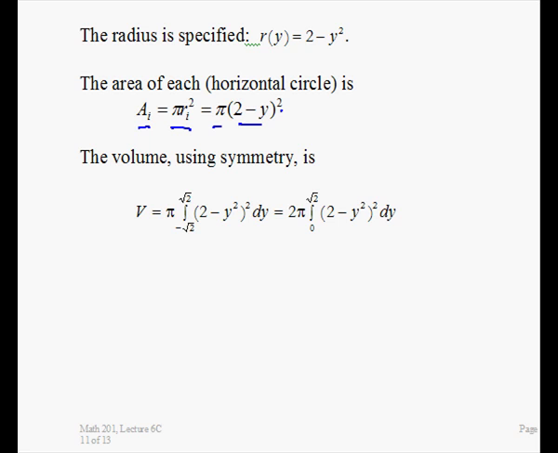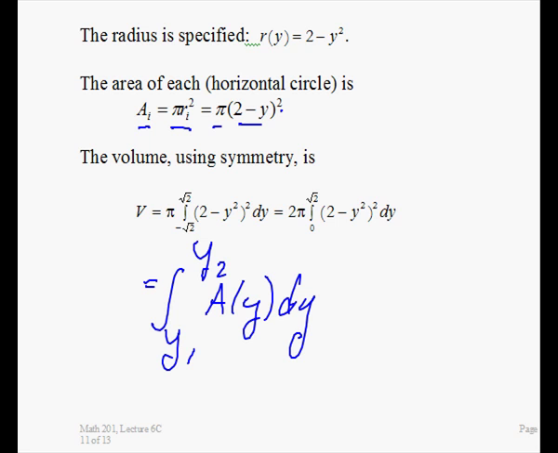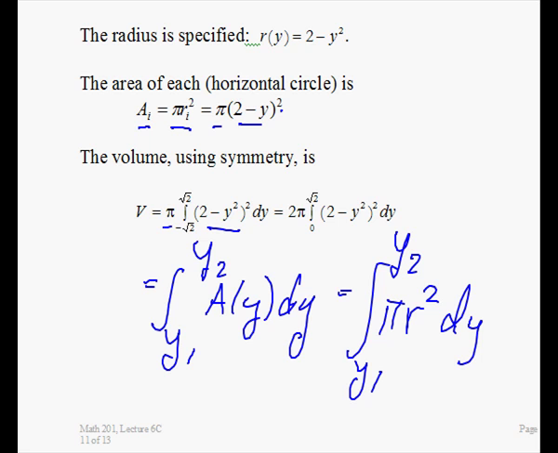The volume, and then I can use symmetry, but the volume is the integral from y1 to y2, in this case plus or minus the square root of 2, of the areas. It varies with y, dy. In this case, it is a circle, circular cross-section, so it's pi r squared dy, and you see how that's written out right in here. You can use symmetry because this figure was symmetric about the x-axis as well, and just do half of it, go from minus 2 to the square root of 2, and multiply the result by 2 to give you the whole volume of that solid of revolution. And again, you're integrating with respect to y.